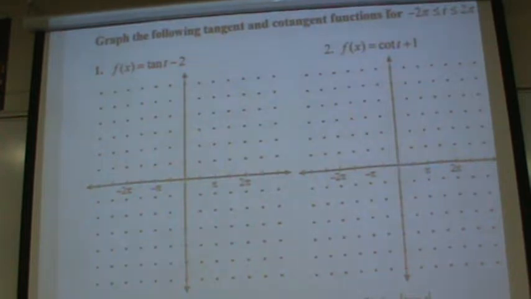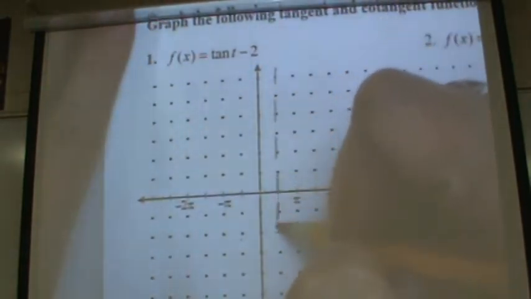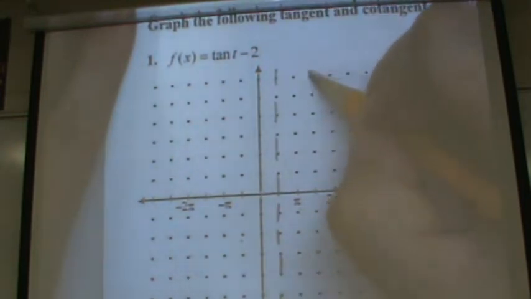Okay, so what did I tell you? Here's the homework, and I want you to remember your asymptotes. Where are the asymptotes for tangent? They're at the pi over 2 mark, so these ones right here. So do your asymptotes first.